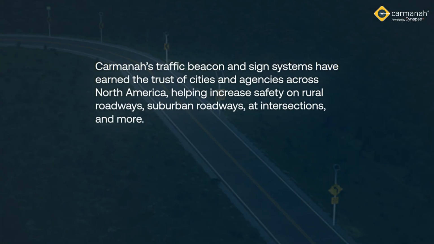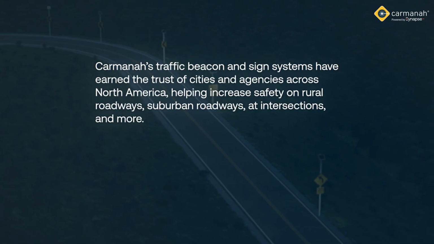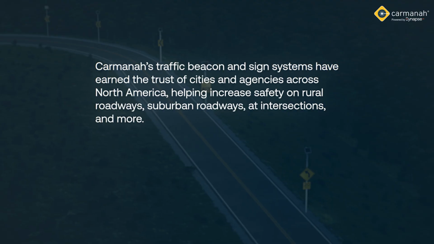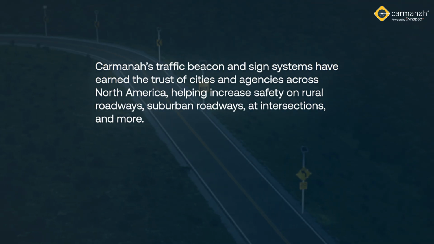Carmanah's traffic beacon and sign systems have earned the trust of cities and agencies across North America, helping increase safety on rural roadways, suburban roadways, at intersections, and more.